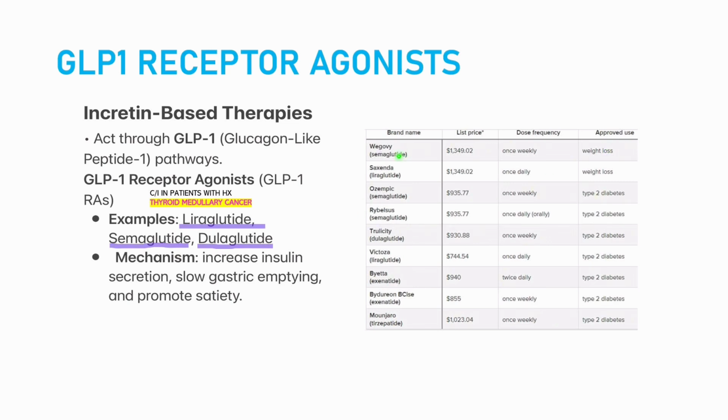And the semaglutide other brand, Ozempic, $935, and it's once weekly and it's approved for type 2 diabetes. And then Rybelsus, it's $935 once daily and it's oral. So students, please note, this is the only one available orally in the whole list, and it's approved for type 2 diabetes. So the Wegovy, we can start at 0.25 milligrams subcutaneously every week for 4 weeks.